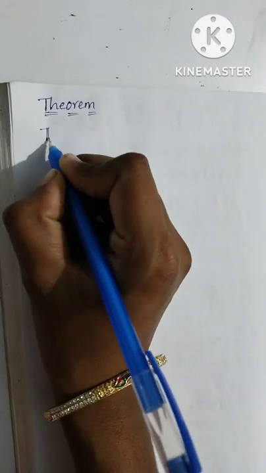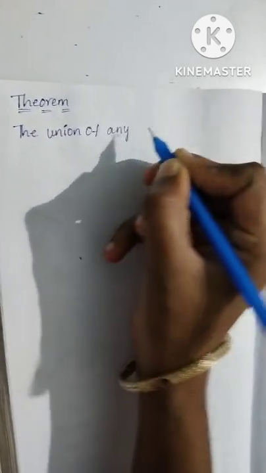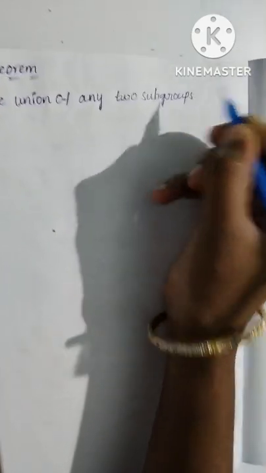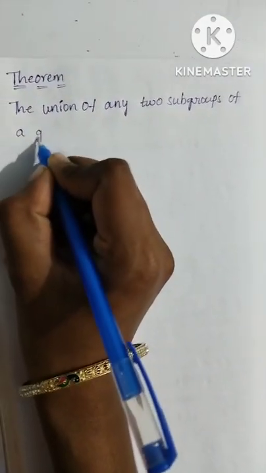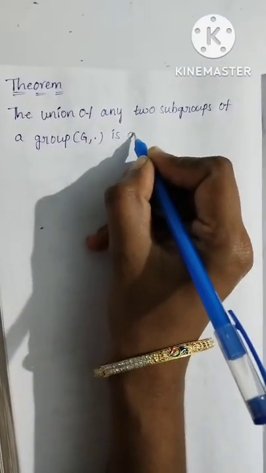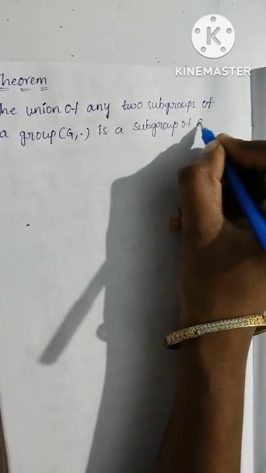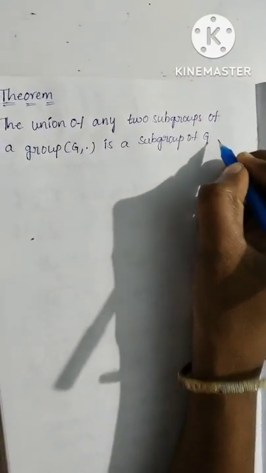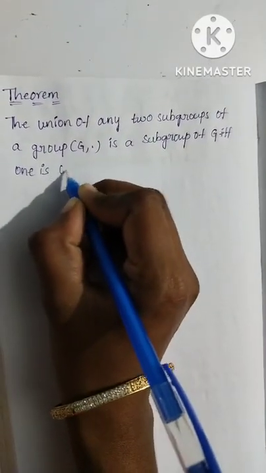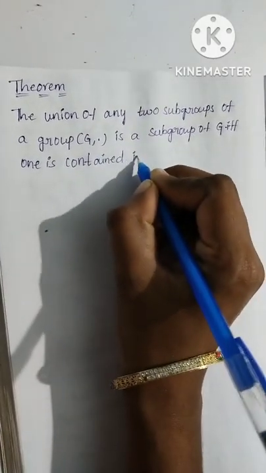Now I am going to explain an important theorem. The union of any two subgroups of a group G, dot, is a subgroup of G if and only if one is contained in the other.